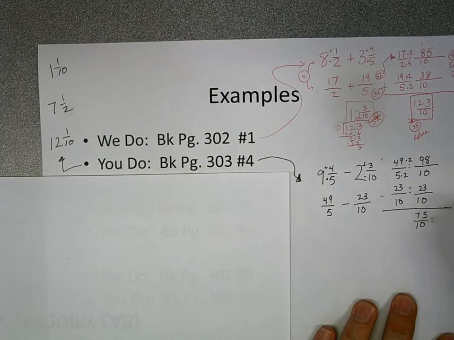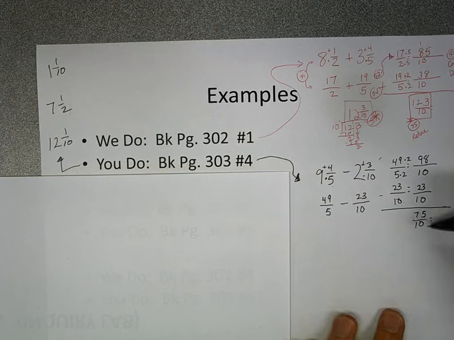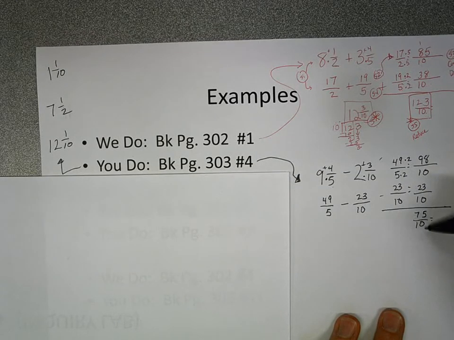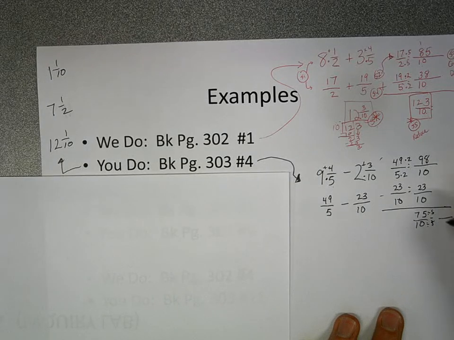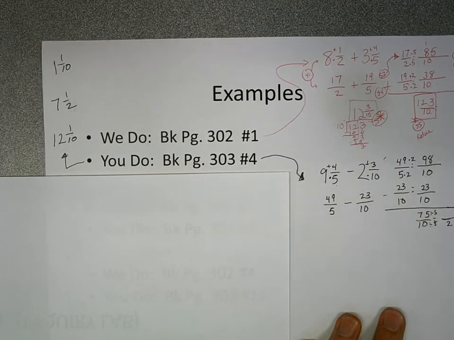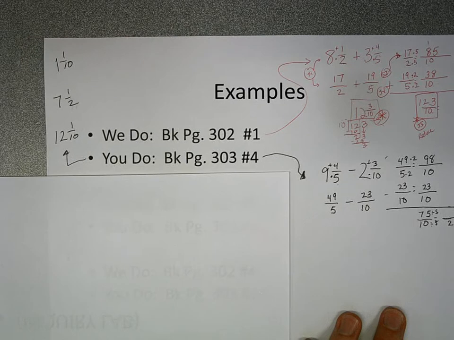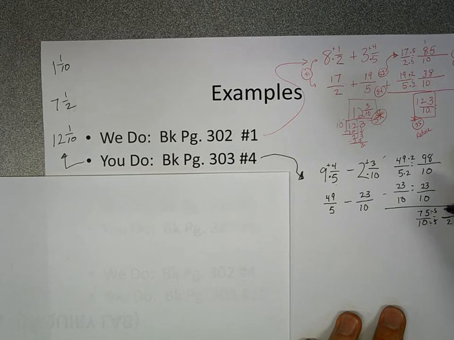Can I reduce? The answer is yes. Why? Because it ends in a 5 and a 0, meaning I can reduce both by 5. 10 divided by 5 is 2. 75 divided by 5. Do we know that? 15. Yeah, it's 15. Again, if you could, do the long division on the side if you'd like.